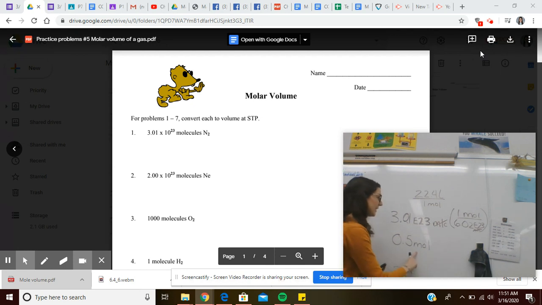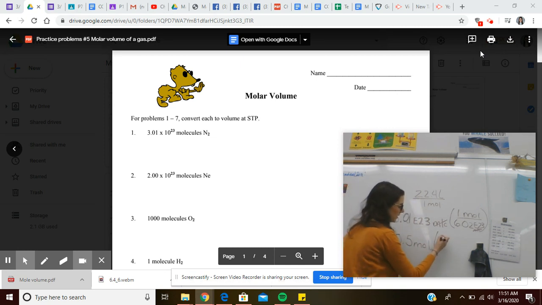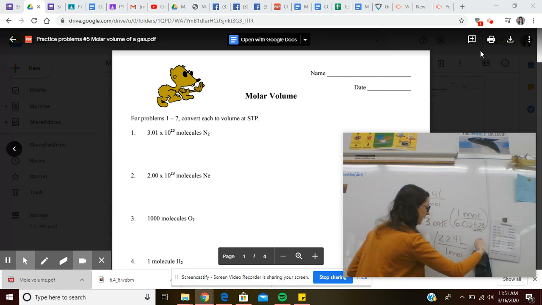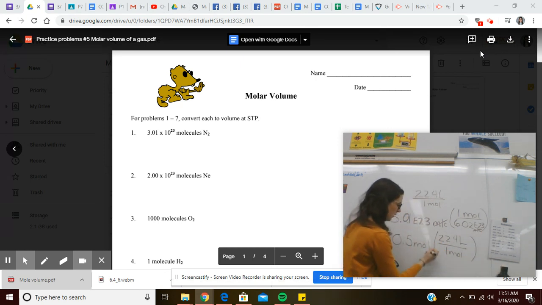So now, since I have moles, I can use this conversion factor up here. I'm going to keep the liters on top because in the end, that's what I'm going to want. I'm going to have 22.4 liters over 1 mole. Moles are going to cancel.